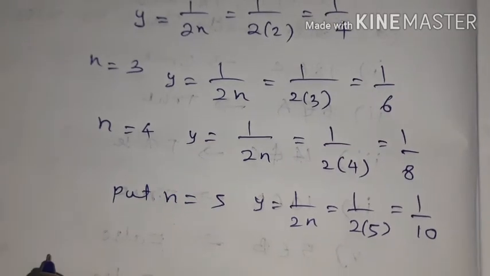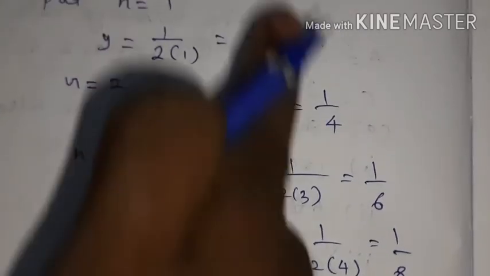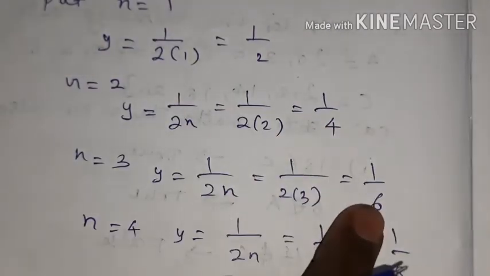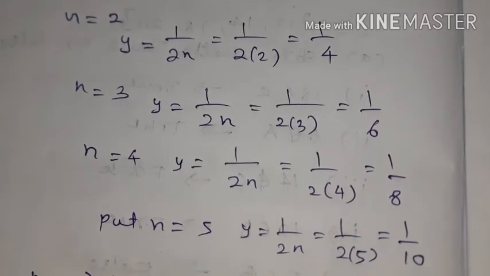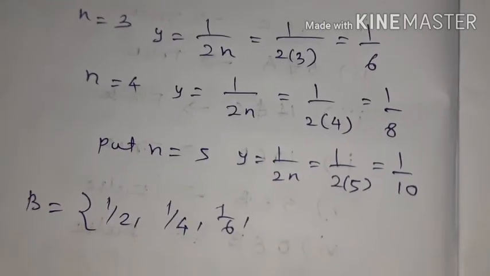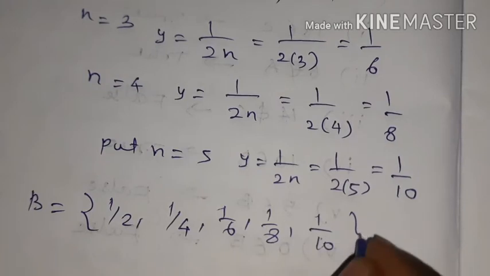Now set B is equal to, write the elements: 1 by 2, 1 by 4, 1 by 6, 1 by 8 and 1 by 10.